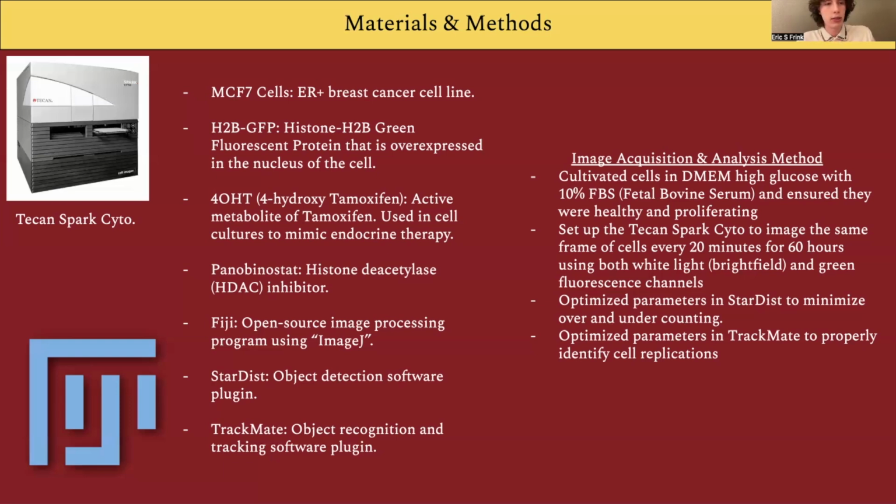And then I used the Tecan Spark Cyto machine to image the same frame of cells within each specific well for 20 minutes every 60 hours, using both white light, or normal light, also called bright field, and green fluorescent channels. And then took these time lapse images and optimized parameters in StarDist to minimize the over and under counting of the cells. And then in TrackMate, I optimized the parameters to properly identify cell replications over the time lapse.